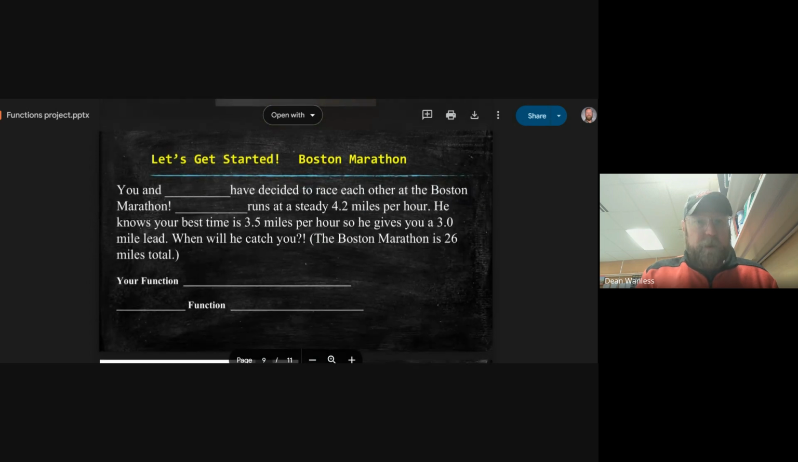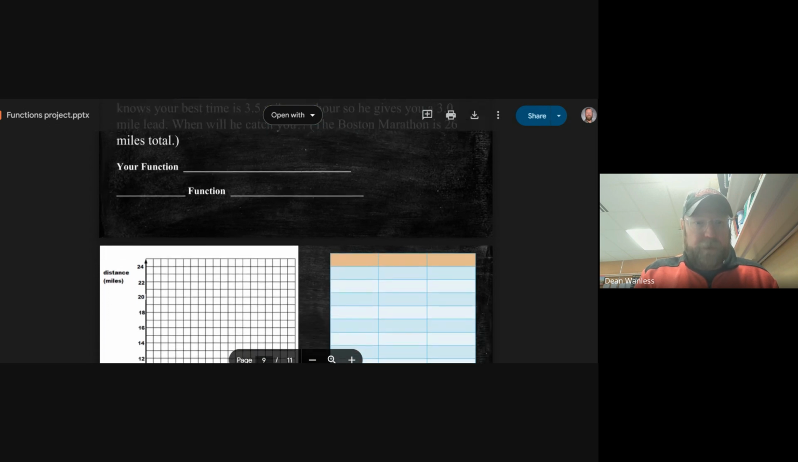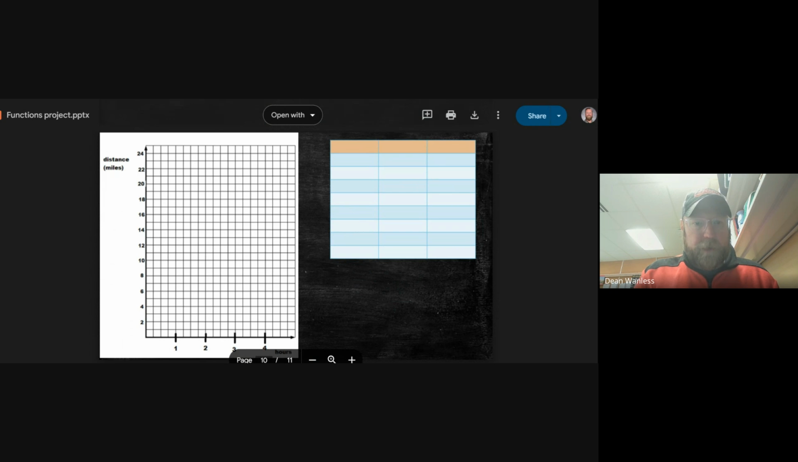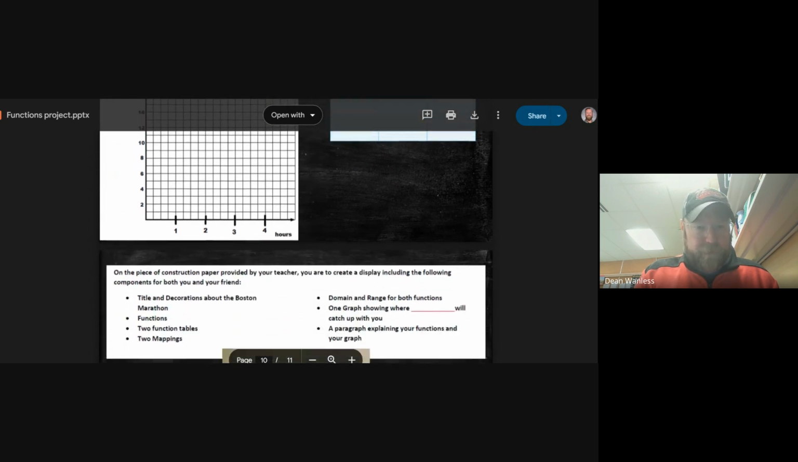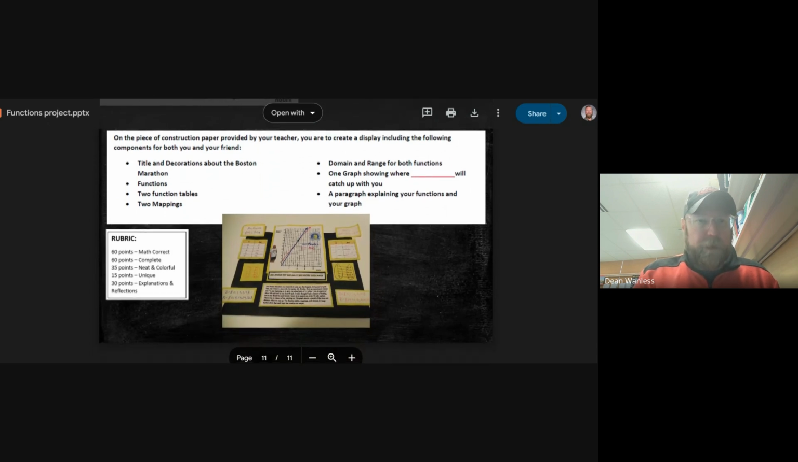Here's the third one, Boston Marathon. You and someone else have decided to race each other at the Boston Marathon. One of you runs a steady 4.2 miles per hour. He knows that your best time is 3.5 miles per hour, so he gives you a 3-mile lead. When will he catch you? By the way, the Boston Marathon is 26 total miles. Your function, their function, this is where you would graph it, and then here's a table. So the same thing as before. Here's an example of a 3.